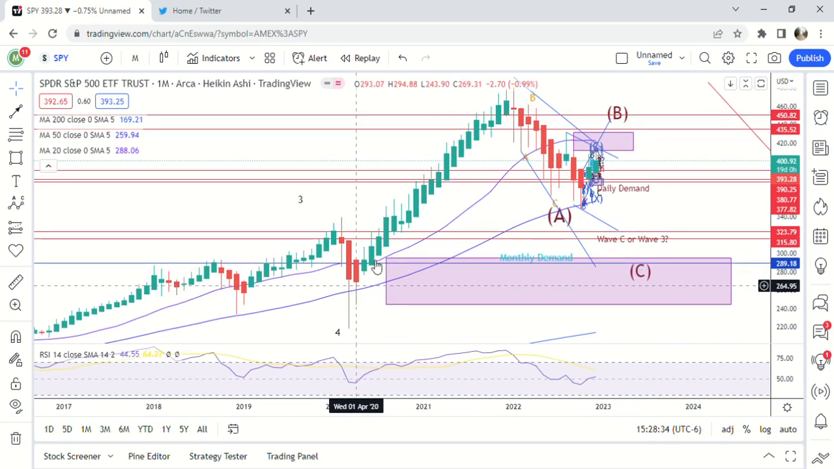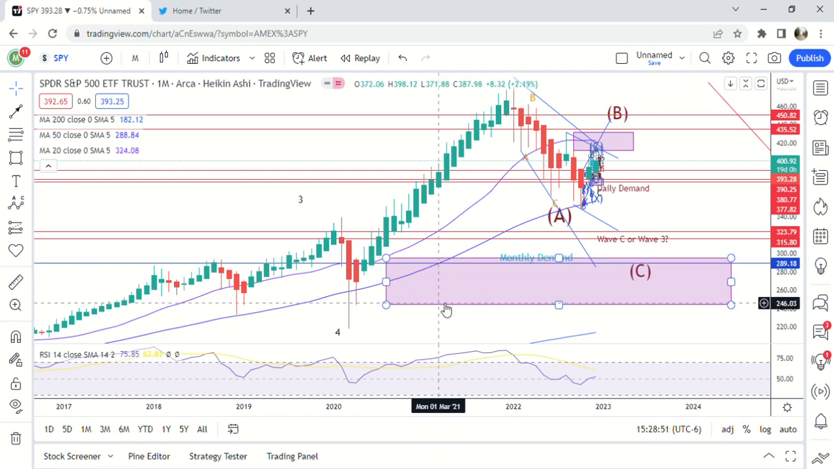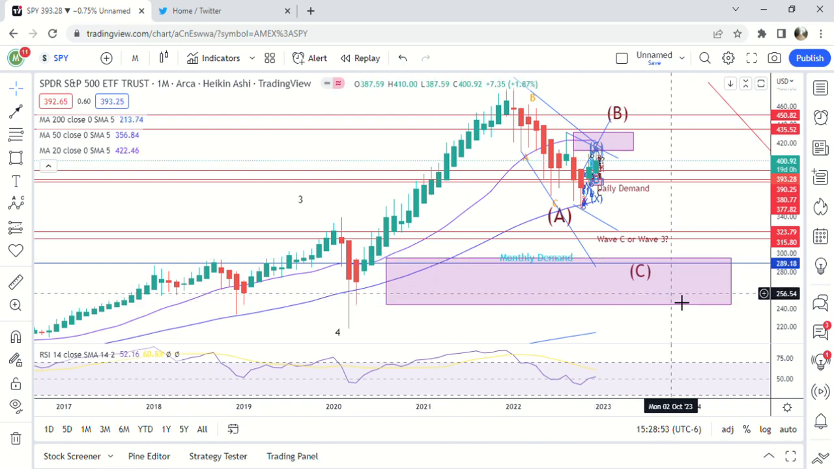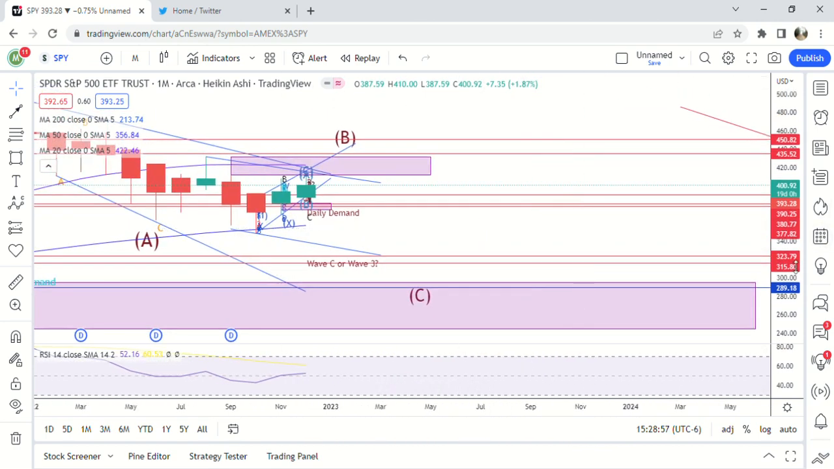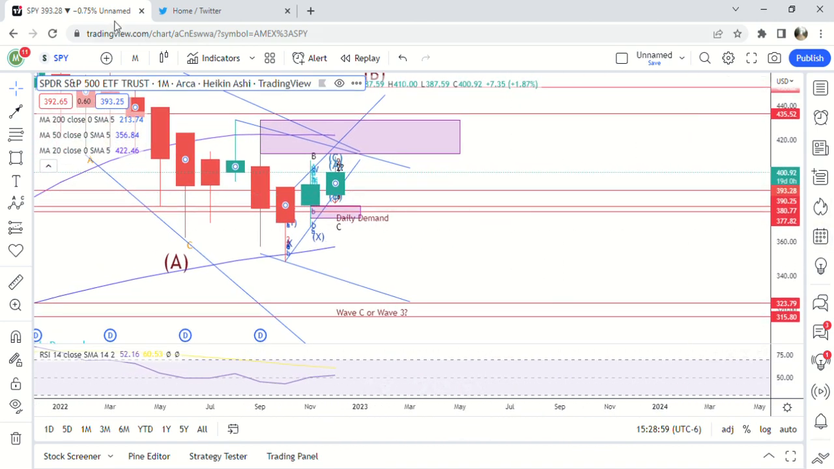You can see monthly demand because of all these green bars, the last red bar before it took off is right in there. So it went up and then it never came back down. It just started going higher. This is the last bar before that. So you measure like that, 295 all the way down to 246. So that's monthly demand, but we have daily demand for the next one here at 381 to 373.